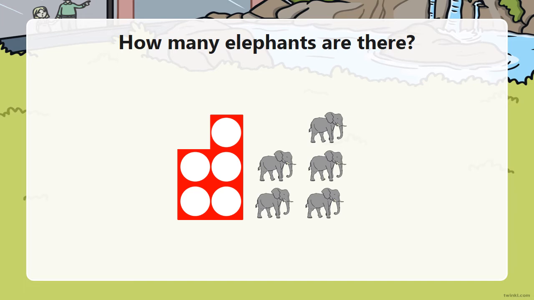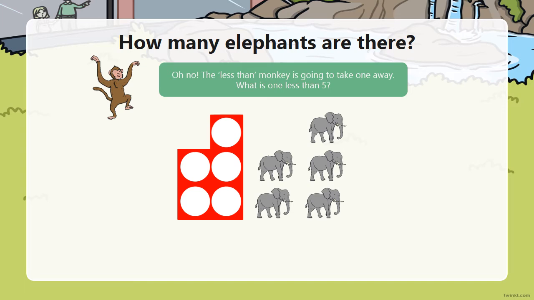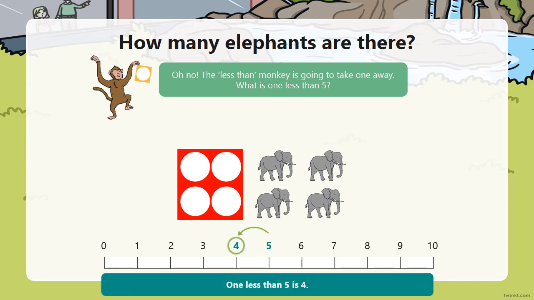How many elephants are there? Again, see if you can quickly recognize the amounts without counting it up. Oh no! The less than monkey is going to take one away. What is 1 less than 5? Fantastic. Did you say 4? 1 less than 5 is 4.